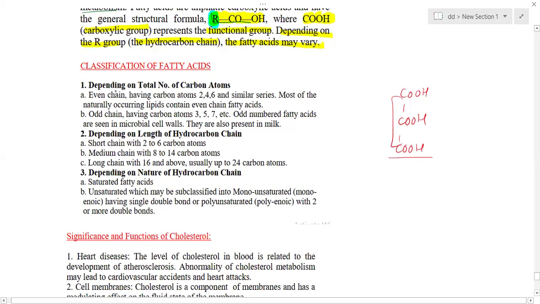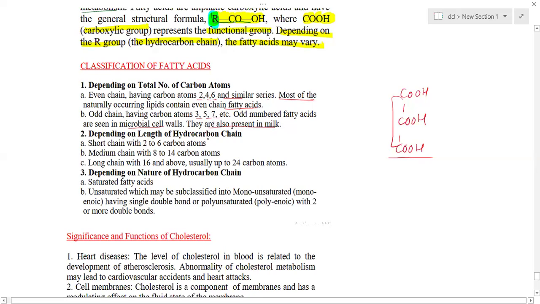So here, depending on the total number of carbon atoms, even chain having 2, 4, 6 and smaller series. Most of the naturally occurring lipids, even chains are the fatty acids. So some have 2, 4, 6 carbon chain, some have odd chain like 3, 5, 7, and are seen in the microbial cell walls and especially present in the milk. Okay, present in milk.